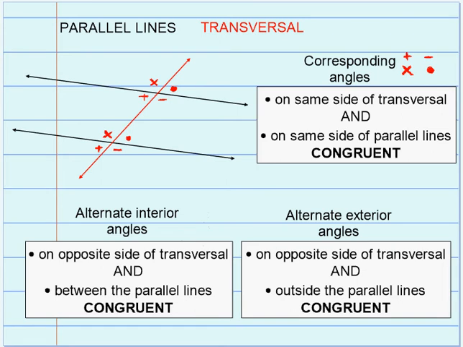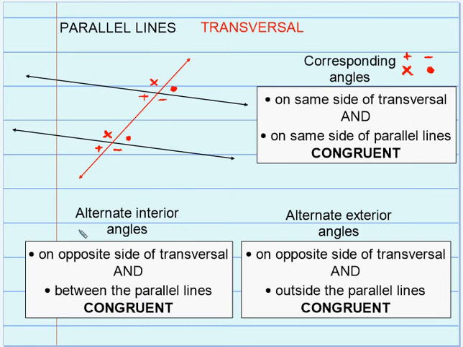Now let's go to the sets of alternate angles. We have alternate interior angles and we have alternate exterior angles. Alternate interior angles are on opposite sides of the transversal and are between the parallel lines. Okay, so alternate means they're on opposite sides, interior is where you get between the parallel lines. These are congruent as well.